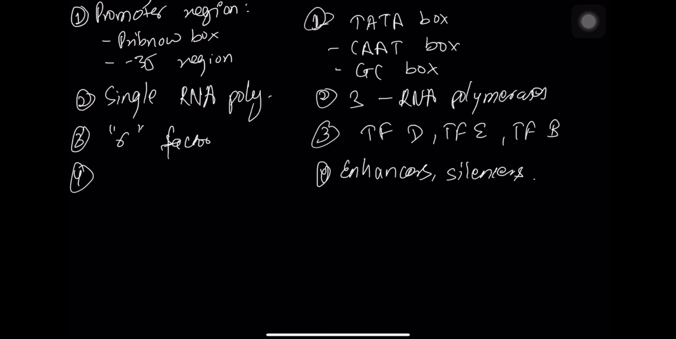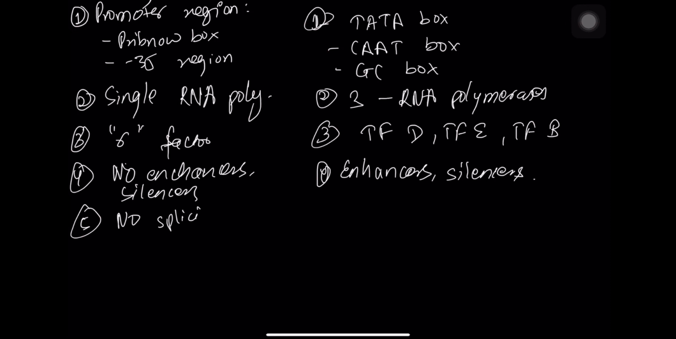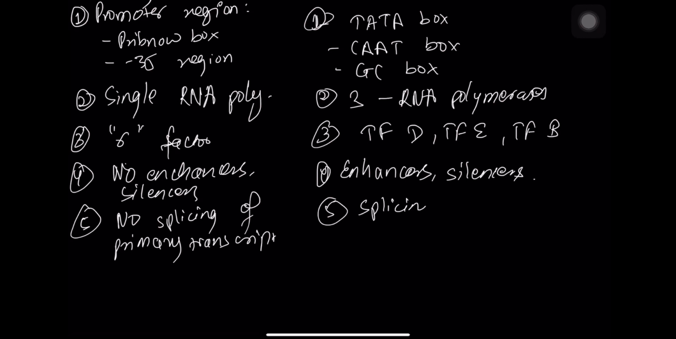Another very important point: there are no enhancers and silencers in prokaryotic cells. The fifth difference is that there is no splicing of the primary transcript. We will discuss it later. But in eukaryotic cells, there is involvement of splicing.